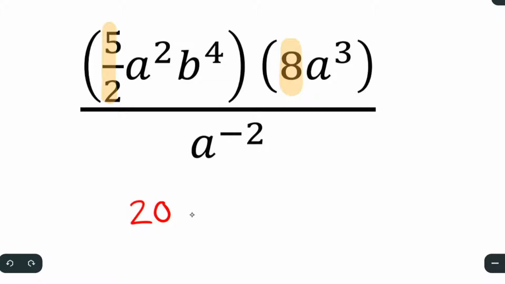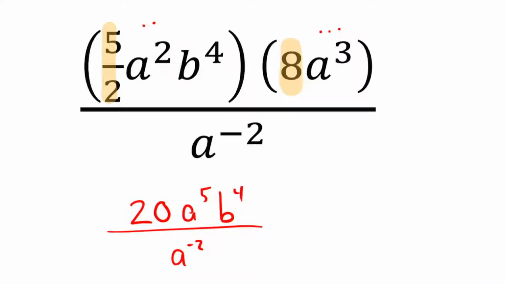Across the numerator, I have 5 factors of a, right? There's 2 factors here and 1, 2, 3 factors of a there. So I have a to the 5th power. And I have b to the 4th power also. And then in that denominator, there is an a to the negative 2nd power.